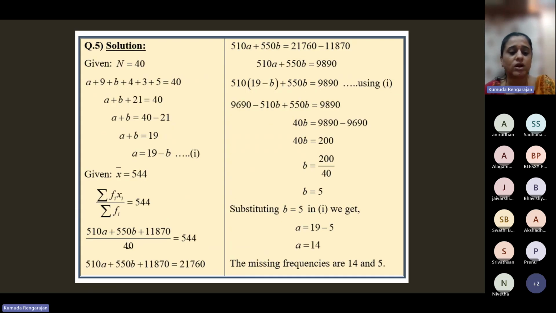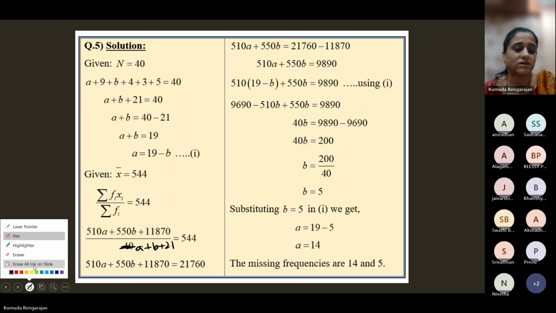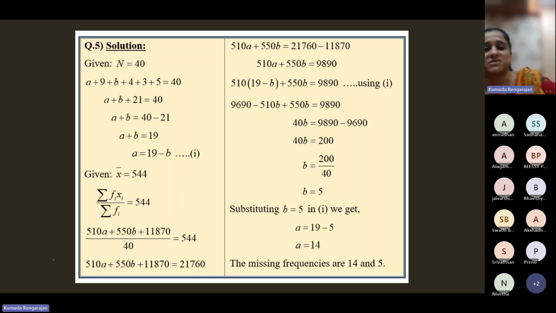Now you'll ask me, what if we write A plus B plus 21? You'll get the same answer. See, the total of the frequency column is 40, given in the question. But when we actually add, we get A plus B plus 21. You can use that also. But why use that? When you have a number 40, why should you use A plus B plus 21? We'll use the simpler one. One number is given straight away. So use that 40.